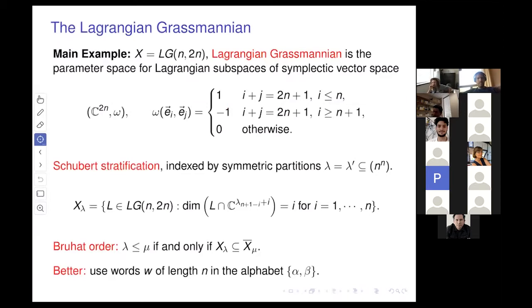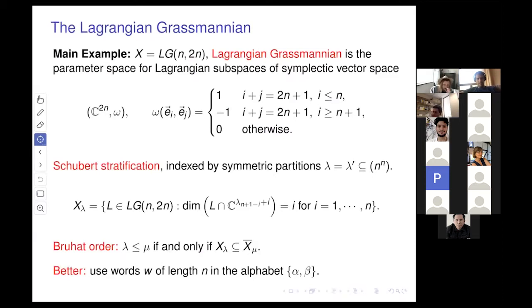There is a natural flag in C^2n. Just take the standard basis, order it from 1 to 2n, and look at the subspaces it determines. And you could look at the Lagrangian subspaces in C^2n. So these would be n-dimensional subspaces where the restriction of this form omega is trivial. And then you could classify the Lagrangian subspaces according to how they intersect the standard flag in C^2n.